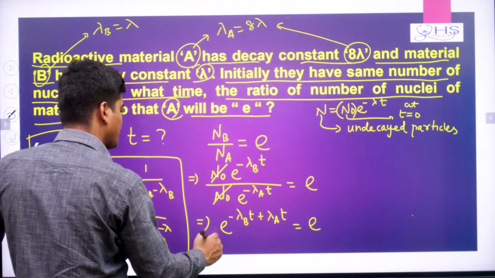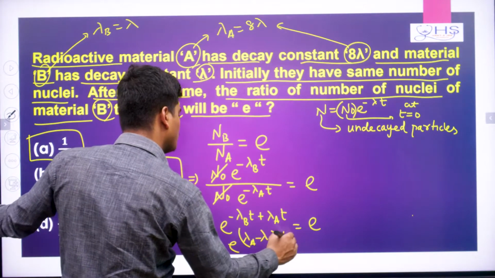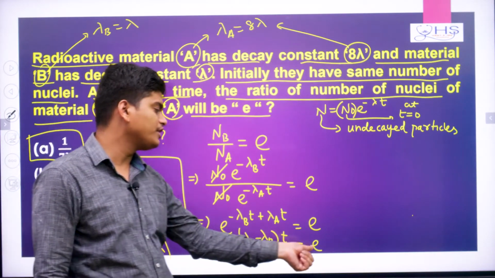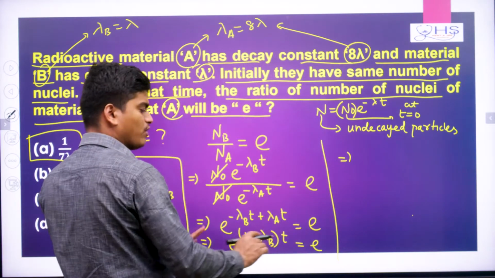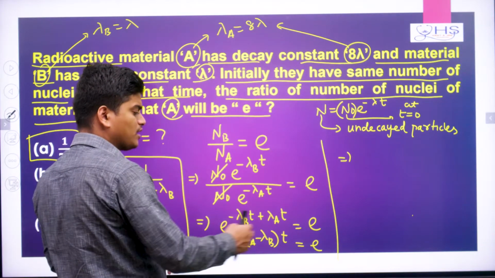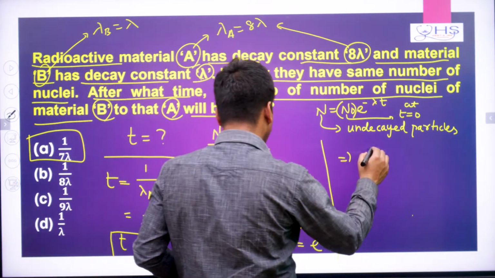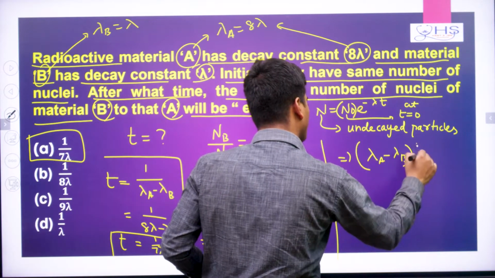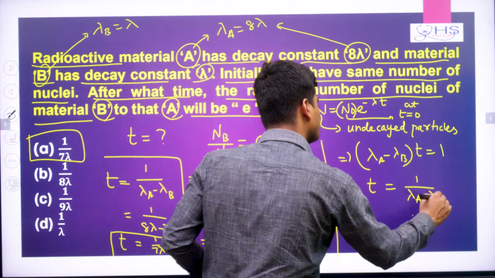Okay, now here you can write e to the power (lambda a minus lambda b) t equal to e. Now e to the power this much equals e to the power 1, so you can equate the powers. You can take ln on both sides, the power comes down and multiplies ln e, and ln e becomes 1. So directly, equating powers, (lambda a minus lambda b) t equals 1, or t equals 1 by lambda a minus lambda b.